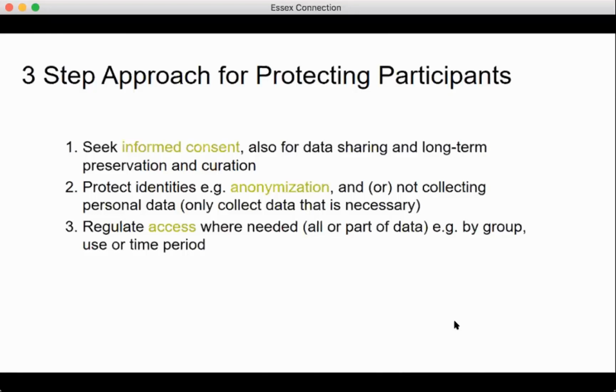The third aspect to consider is access regulation, which is normally needed for data that even after anonymization or pseudonymization will still contain residual disclosure risk, or data that cannot be anonymized sufficiently without reducing its reuse potential. There will be some more information at the end of this slide with more links for you to read on this.